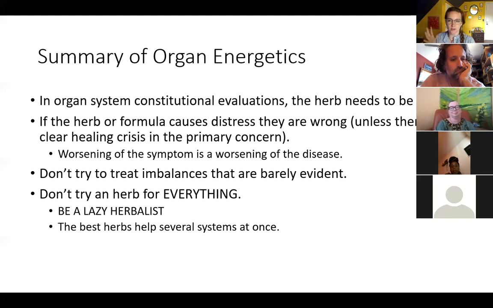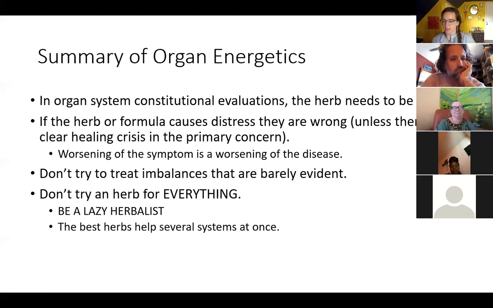That's why tonics are the things to start with, because this is something that you can use every day. It's a different class of herb. Like I said, it's more of the food, and the food is medicine. Let medicine be like food. And the best herbs help several systems at once. Those are tonics. That's food.